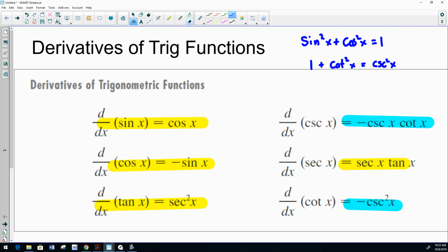And how about the last one? What do I need to divide everything by? Cosine squared? So sine squared divided by cosine squared is tangent squared. Cosine squared divided by cosine squared is 1. 1 divided by cosine squared is secant squared.